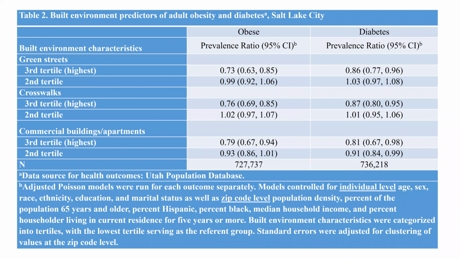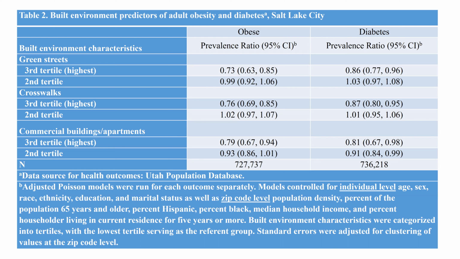These individuals were living in Salt Lake City, and we looked for 2 outcomes: adult obesity and type 2 diabetes. The model is controlled for individual level age, sex, race, ethnicity, education, marital status, as well as some zip code level characteristics like percent of the population 65 years and older, percent Hispanic, Black, median household income, percent living in the residence for 5 or more years. So by controlling for these variables, we're trying to isolate the associations between the Google Street View derived built environment characteristics and health outcomes.